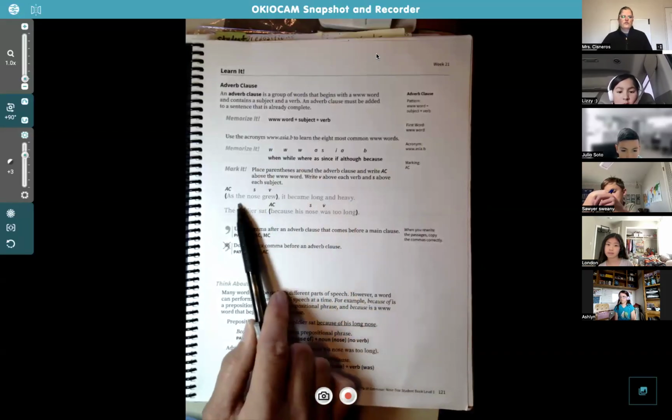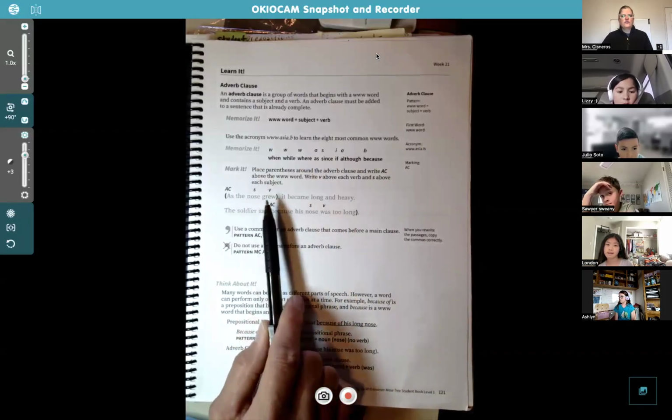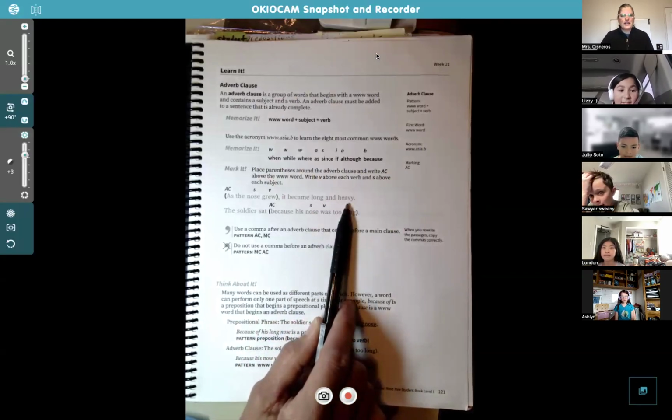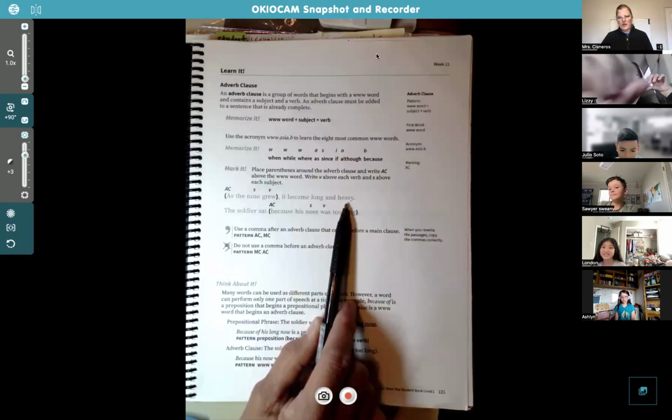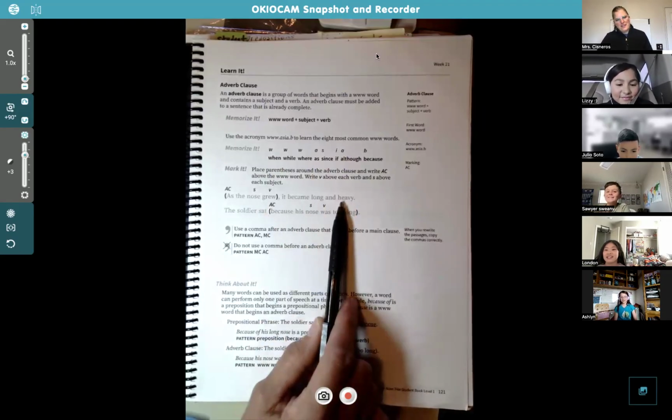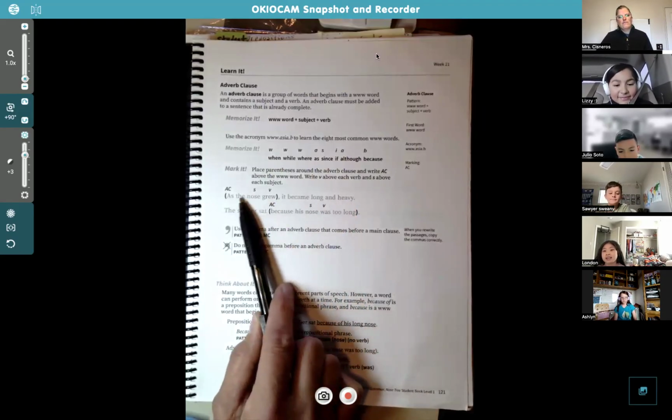Here are your examples. The first one says, "As the nose grew, it became long and heavy." We're talking about the soldier. Remember the soldier that ate the apples? Yeah. Now he's got a problem. His nose won't stop growing and kind of reminds me of Pinocchio. Remember when he lies, his nose gets really long? But his is heavy, so it almost reminds me of Squidward in SpongeBob. You know how big his nose is? So he's got a problem here.